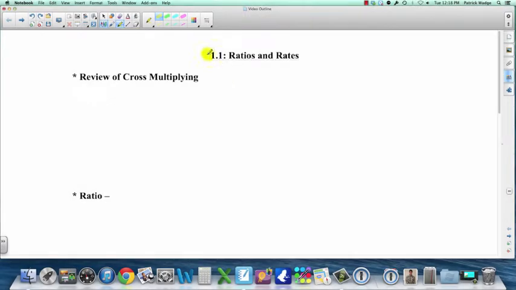Okay, section 1.1 is on ratios and rates. Now, this is going to seem very familiar to you from earlier grades. This isn't too bad today, but the chapter does get quite a bit harder. So learn this well and be prepared for more difficult stuff later.